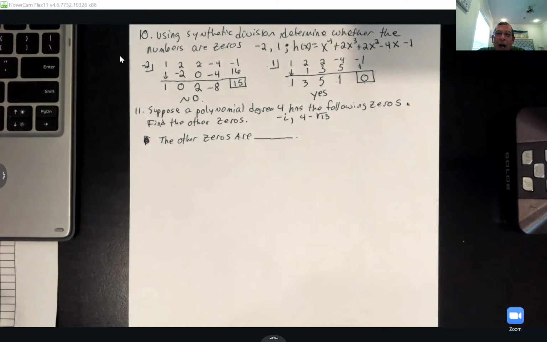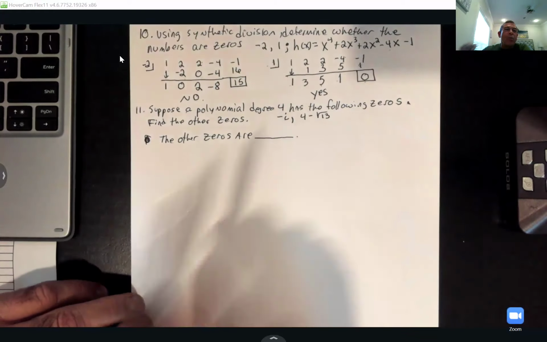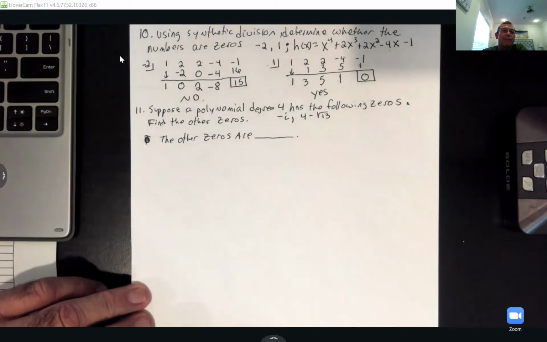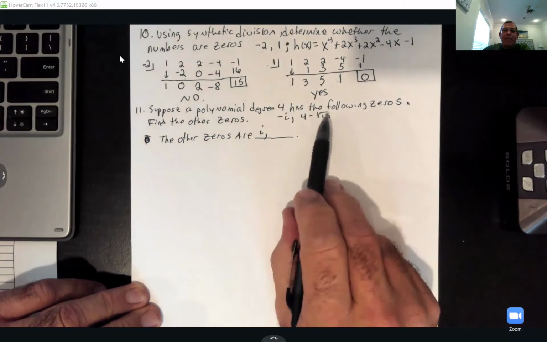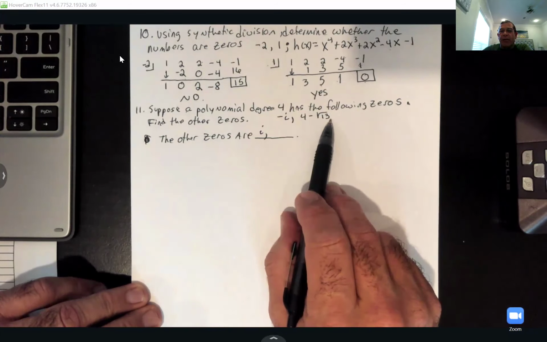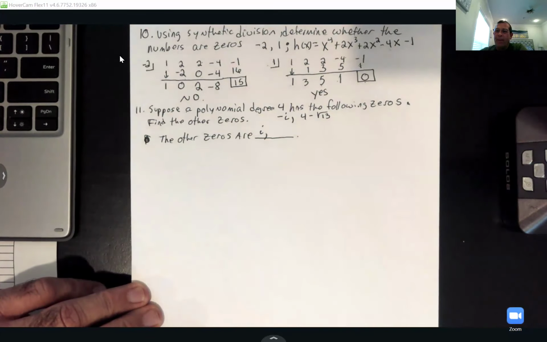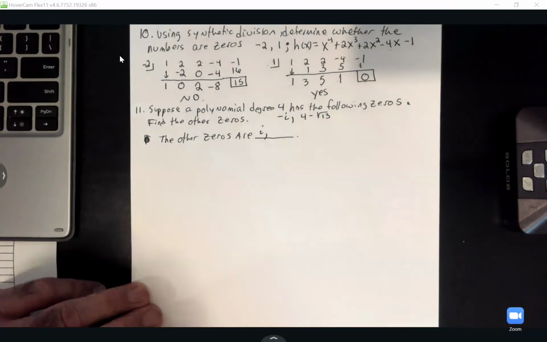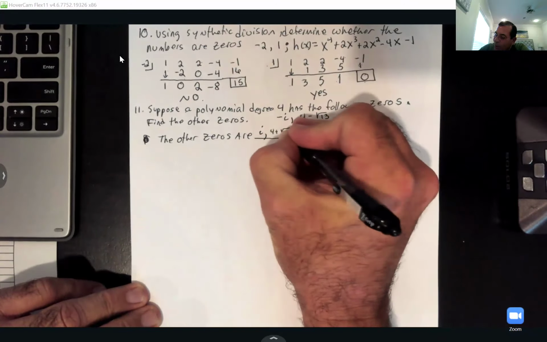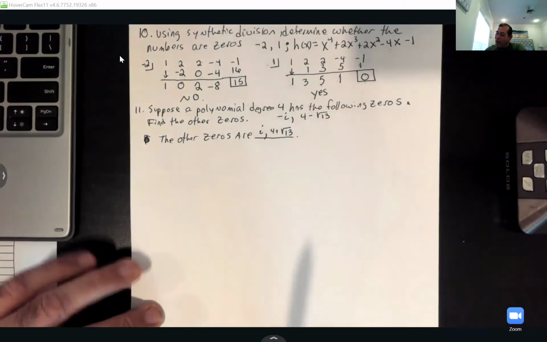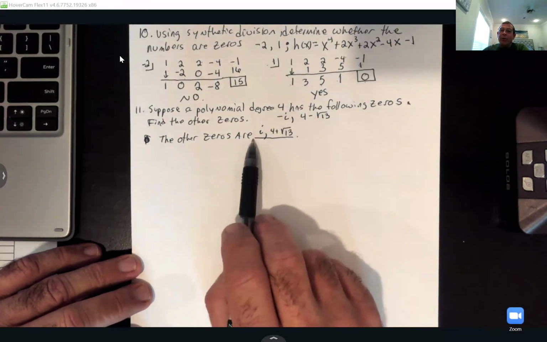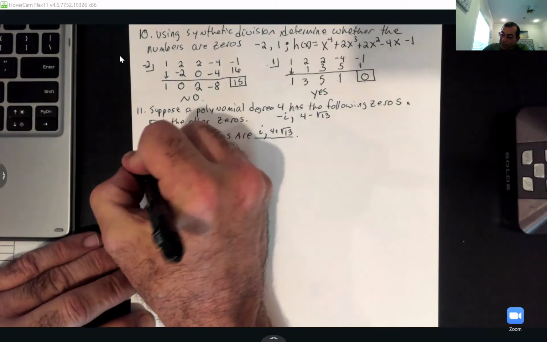Uh-oh, y'all forgot. Remember my conjugate pairs on these. If negative i is a 0, then what else has to be a 0? i. There you go. If 4 minus square root of 13 is a 0, what else has to be a 0? 4 plus square root of 13. Notice all we did was change the sign on the radical. Good job, y'all. So remember, number 11, they'll give you 2. You've got to find the other 2, okay?